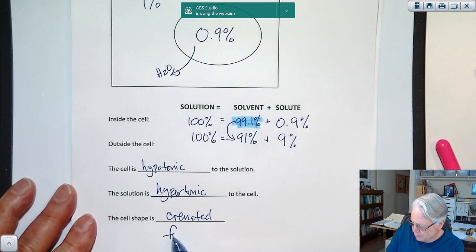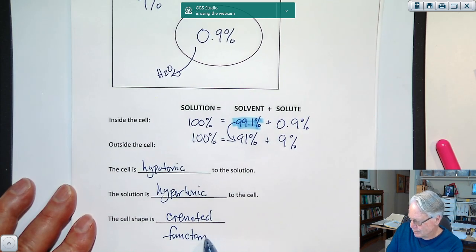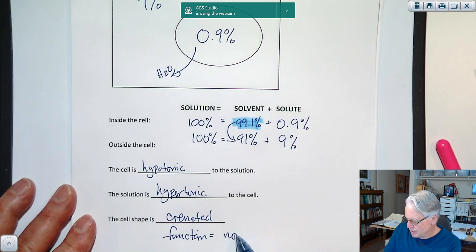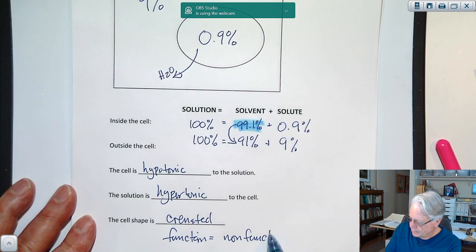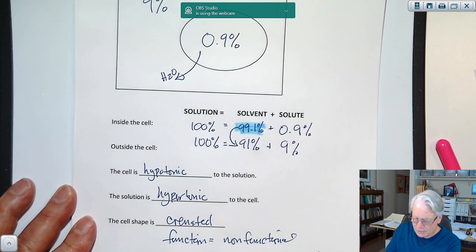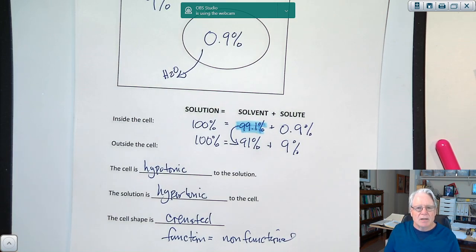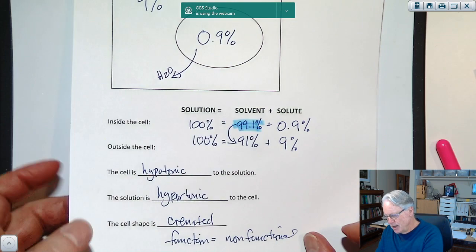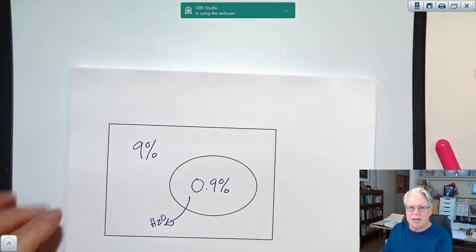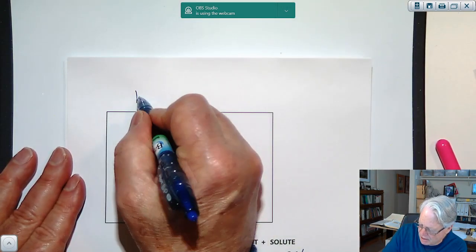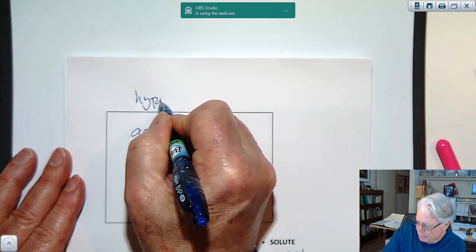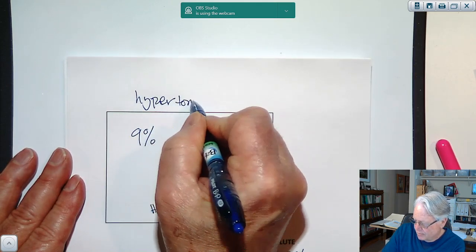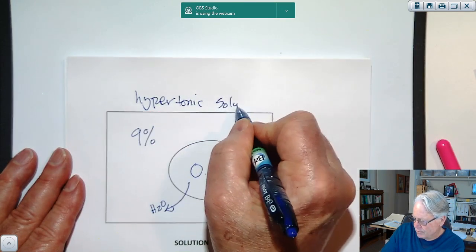What about function? Non-functional. And as a result of that, what we can say is that this is a hypertonic solution.